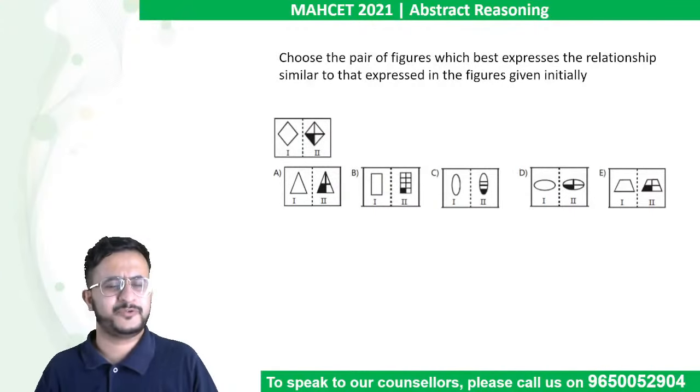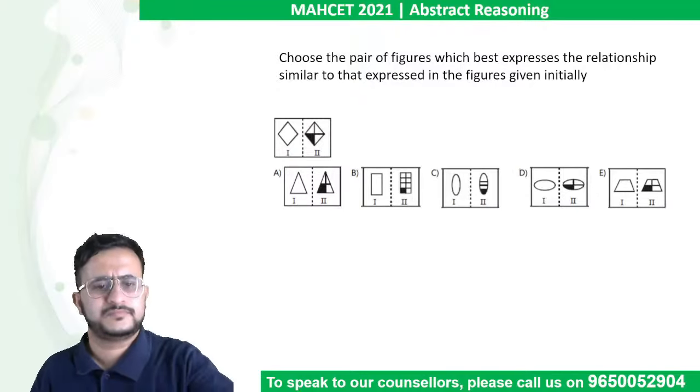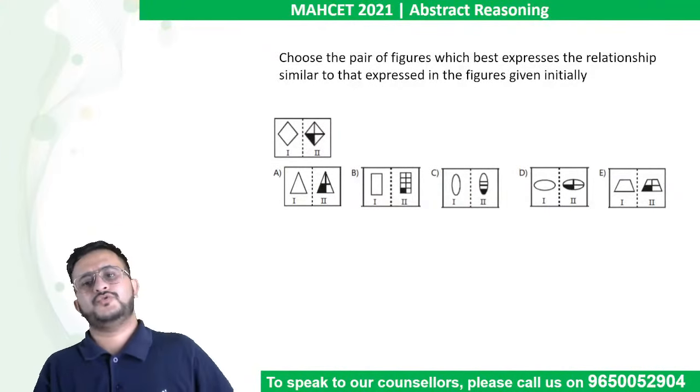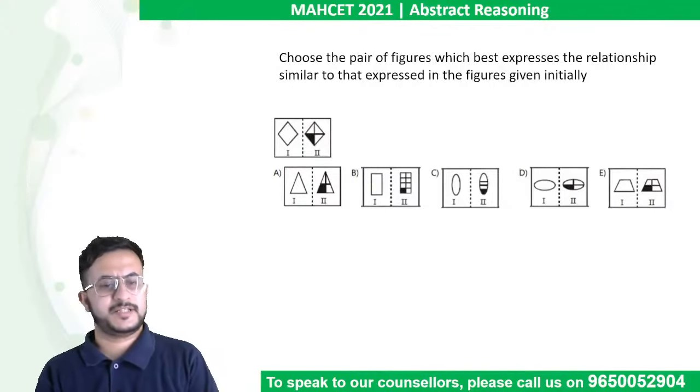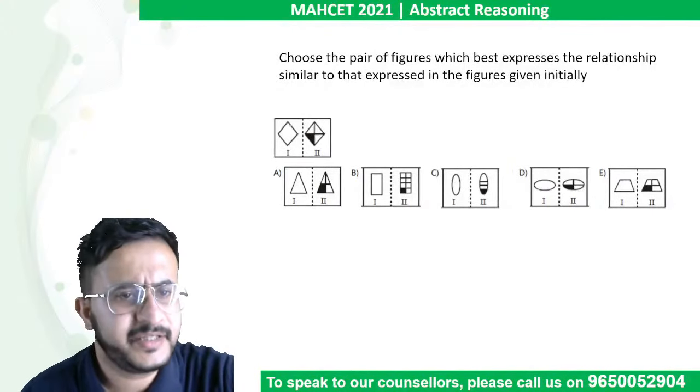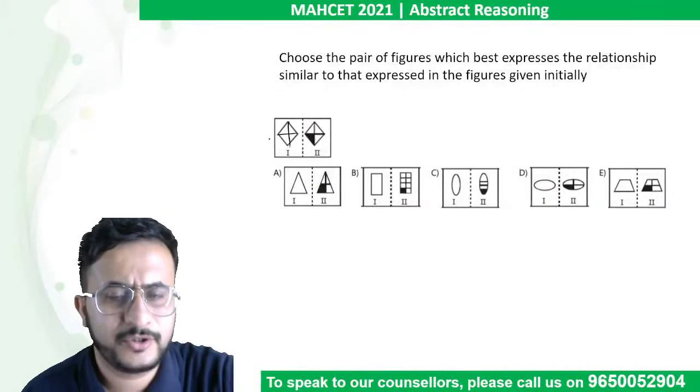Okay, let's see how many of you get this one right. You have to choose a pair of figures that have the same relationship. Choose the pair of figures that have the same relationship. So what is the relationship in this? You break it into 4 equal parts, right? You break it into 4 equal parts.